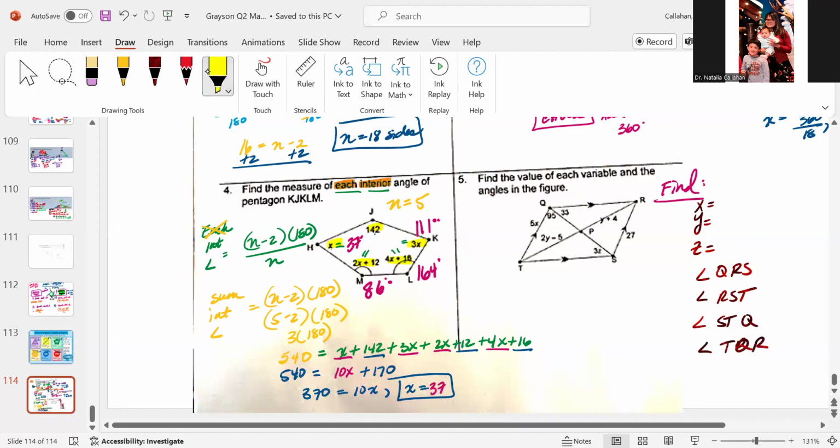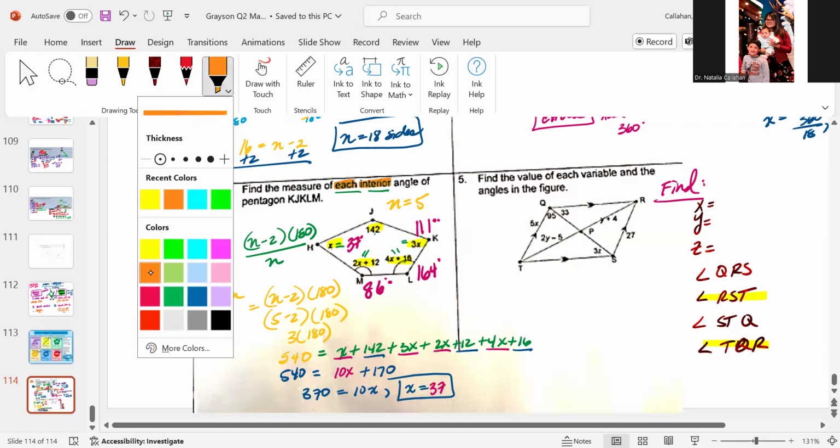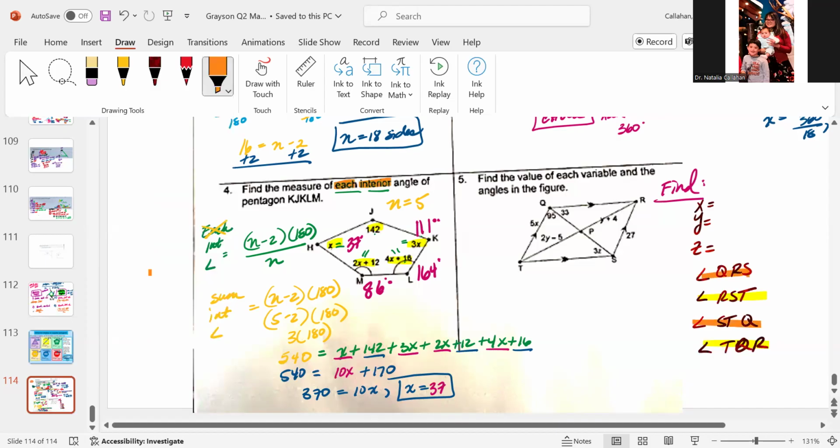Which angles look like they're about the same? Yeah, what else? S. T. Q. Yep. And they look about the same, right? All right, so let's start with the X, Y, or Z? You choose. Pick one.